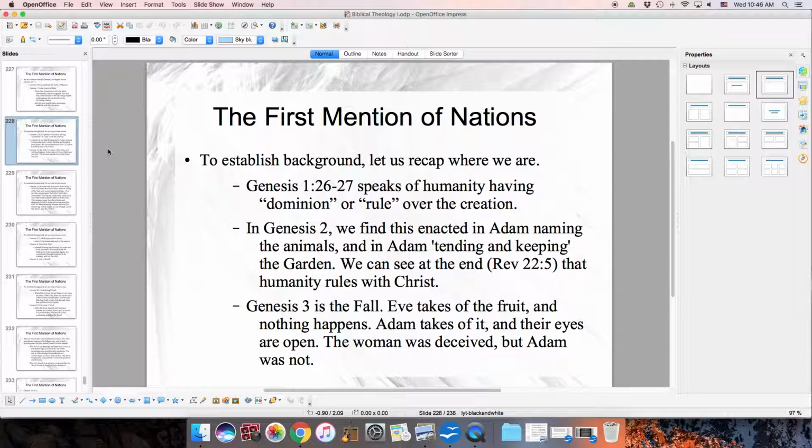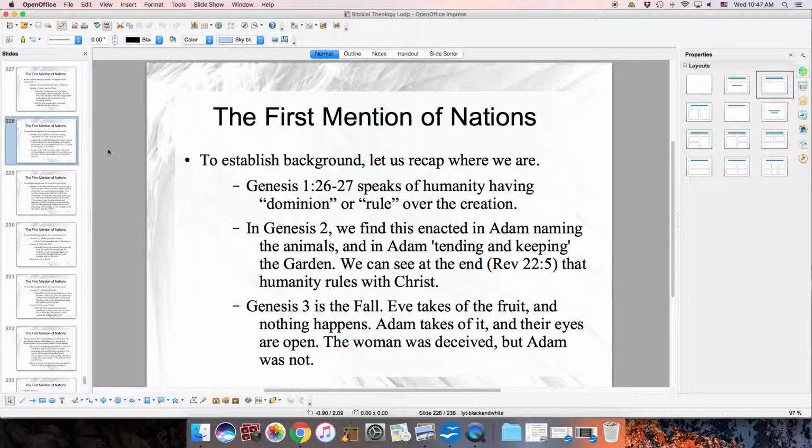Just like when you see Paul interacting with the Christians at various places, whether in his epistles or in the book of Acts, the way that Paul interacts with people is very much a ruling over them. He does not come down on them and say, well, you need to listen to such and such because. Instead, he says, I appeal to you on the basis of love. And so we have this rulership. We have Adam naming the animals, tending and keeping the garden. We can see at the end in Revelation 22:5 that humanity rules with Christ. So from the beginning to the end, there's this rulership.